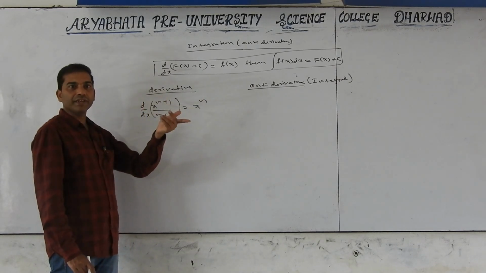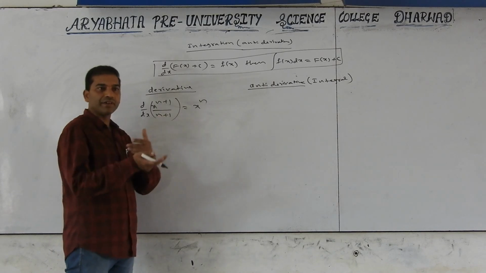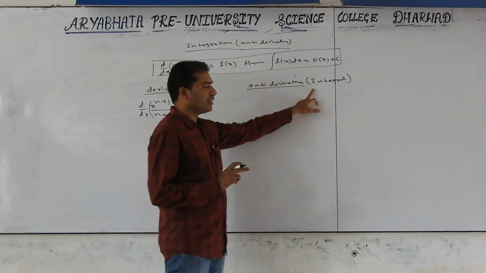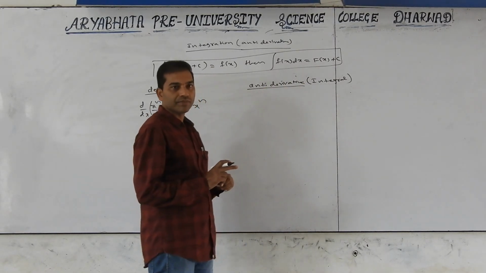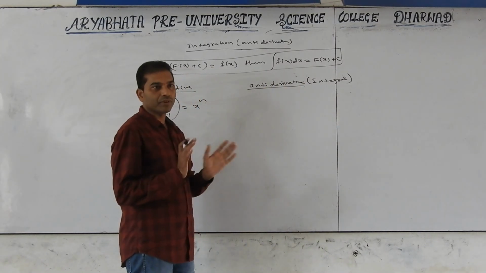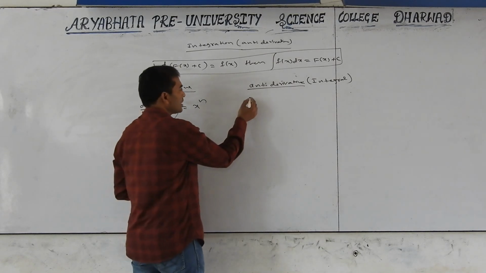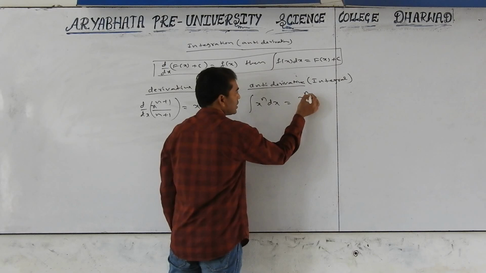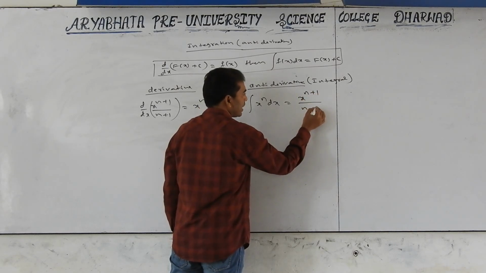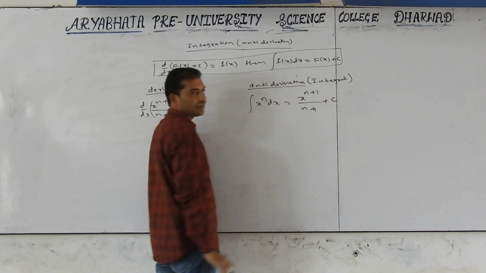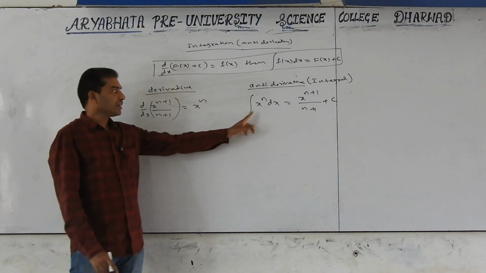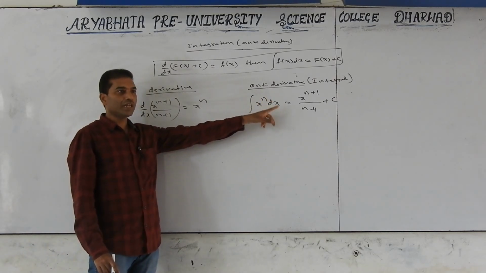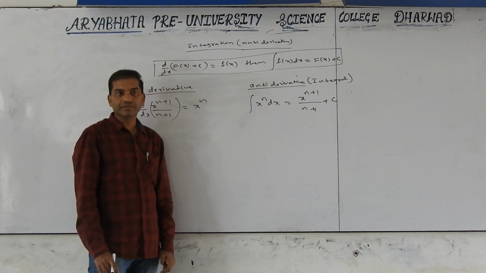Antiderivative is nothing but integration. Sometimes they may ask for antiderivative also. That's why I have written it here. Antiderivative, don't get confused. Integral and antiderivative both are the same. Words which look different but both are same. Integration of x raised to n dx equal to x raised to n plus 1 by n plus 1 plus c. Okay? Are you following? Integration of x raised to n dx, the formula is x raised to n plus 1 by n plus 1.